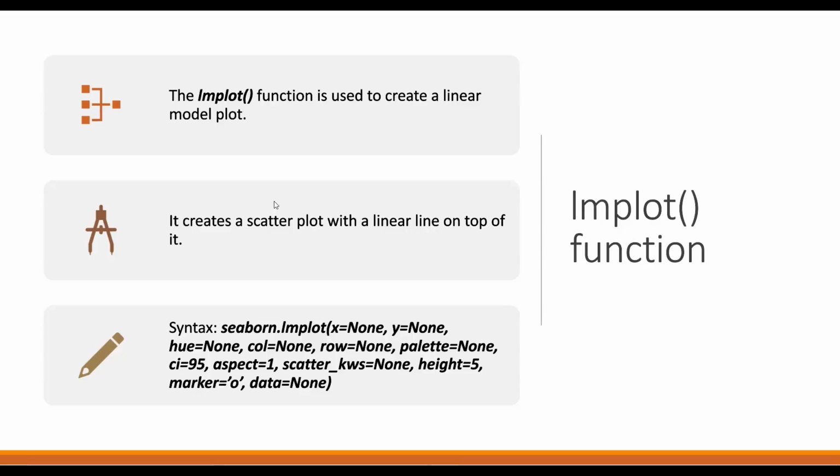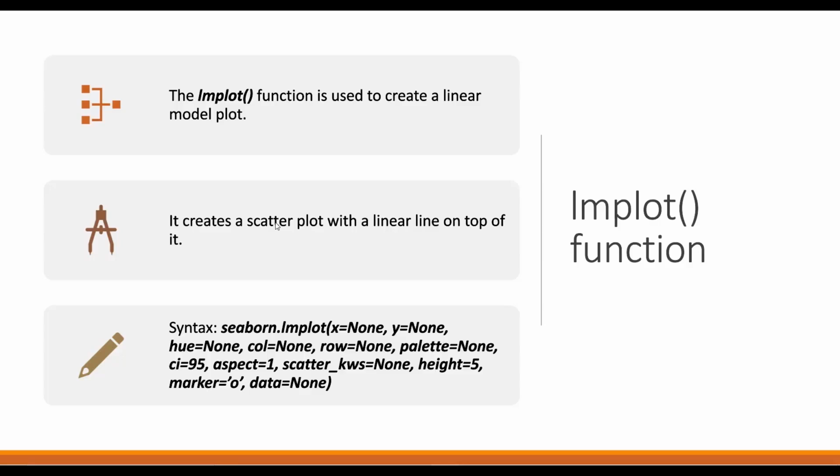To apply the color to all the plot elements we use this keyword argument. The next one is aspect. Each facet aspect ratio determines its width in inches, which is calculated as aspect into height. The next one is scatter underscore kws. It is used for passing additional keyword arguments to the plot.scatter function.